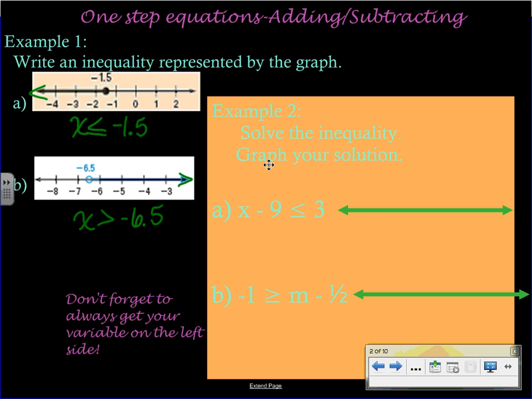Example 2, solving the inequality and then graphing our solution. Here we've got x minus 9 is less than or equal to 3. So I'm just going to simply add 9 to each side. This is just like in the past of solving one-step equations. So we have x is less than or equal to 12.